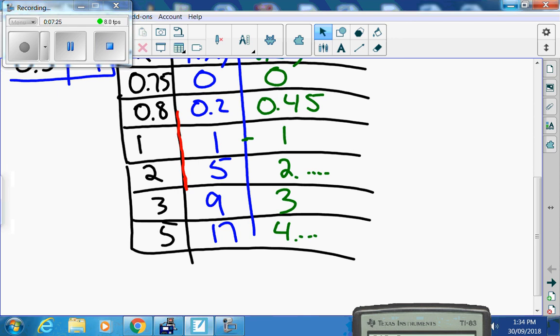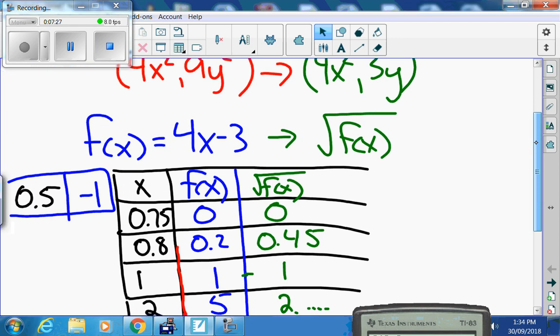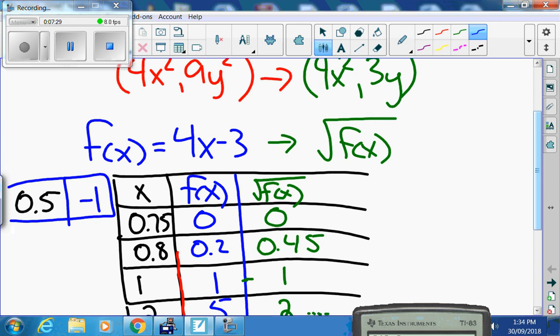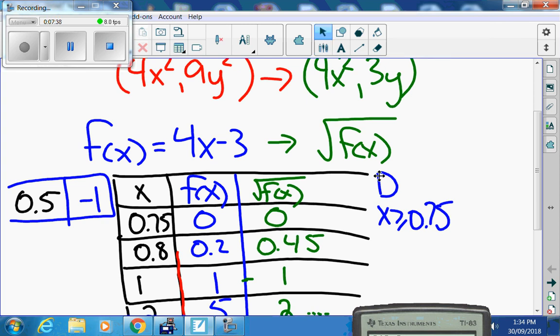So the domain of this function is x is greater than or equal to 0.75. Now, why does it start there? Well, let's go back to here. Remember this other point we brought in, 0.5 comma negative 1? Well, what's the square root of negative 1? It's undefined, so there's just no graph over there.